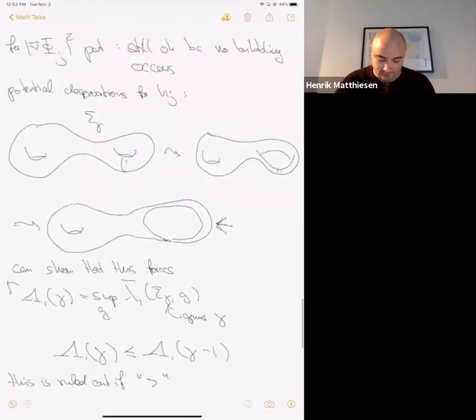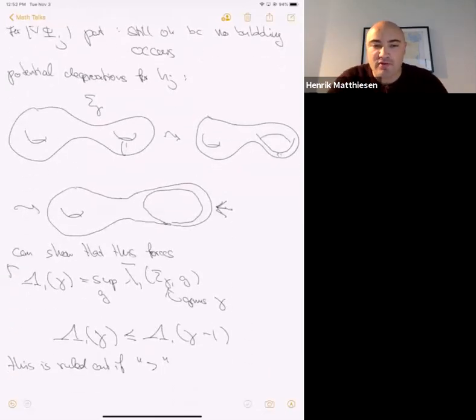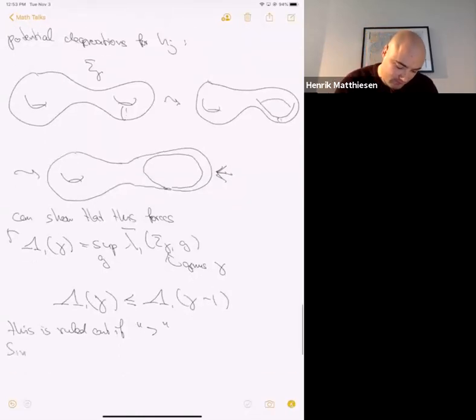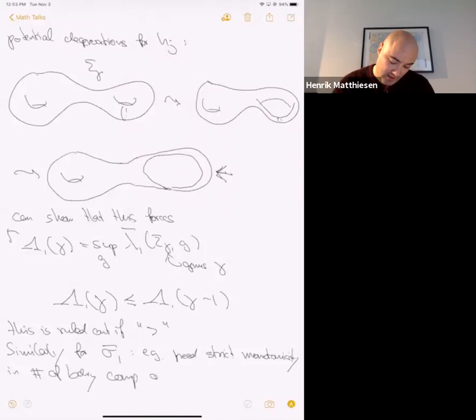Okay. So then for the case with boundary, it's kind of the same picture. It only becomes harder to draw. So similarly for Steklov eigenvalue, you have more potential degenerations. So e.g. you need strict monotonicity in the number of boundary components and the genus. Okay, I'm oversimplifying here a bit.